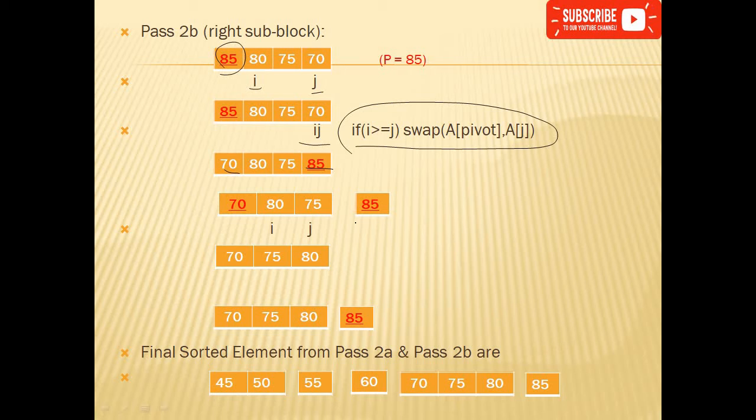Again the divide process. So 70 will be the pivot element, 80, 75 is there. I need to find the highest element of 70. It is okay. I need to find the less than element of 70. 75 is not less than. Okay. So 75 is not less than. 80 is not less than. So 70 it will come.